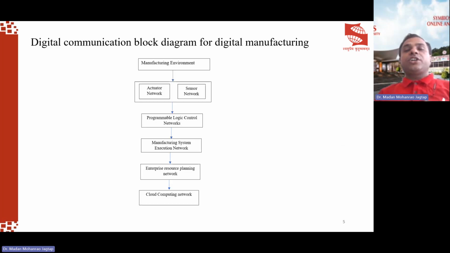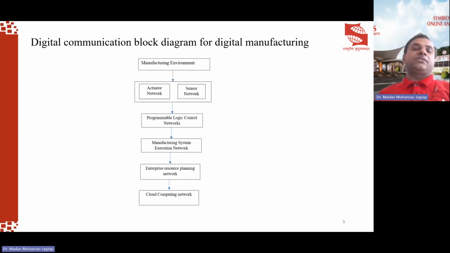Then the digital communication block diagram for digital manufacturing. So the manufacturing environment is there. Then actuator networks and sensor networks are there. Programmable logic control networks are there. Then manufacturing execution system networks are there. Then enterprise resource planning networks are there. Then cloud computing networks are there. So these are the various networks.